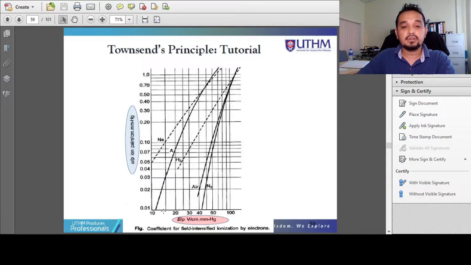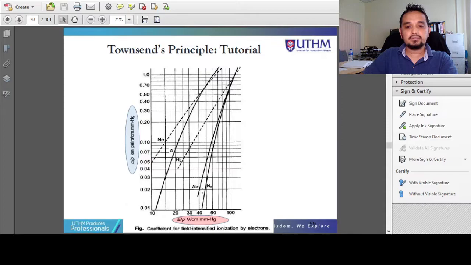Okay, it is 15, 20, 25, 30, 40, and so on. So it is a logarithmic scale, so you have to be very careful to locate these values. Okay, 10, 20, 30, 40, 60, and so on.